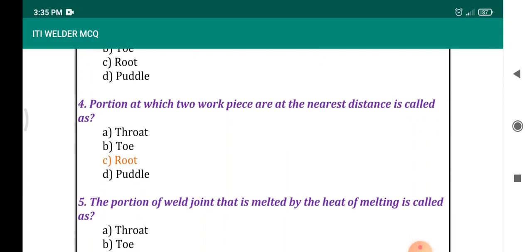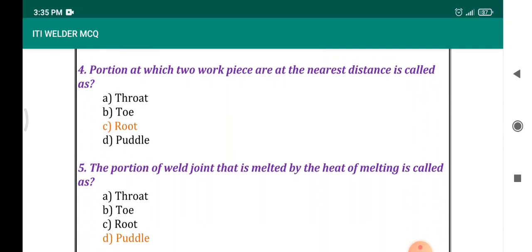The portion at which the two workpieces are at the nearest distance is called. We are studying this question in connection with the weld. So, it is called the root.